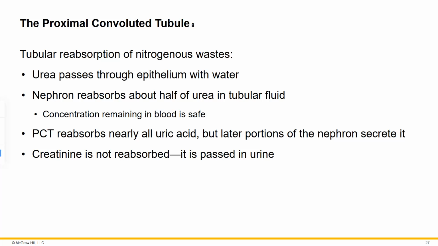Urea passes through the epithelium with water. The nephron reabsorbs about half the urea in tubular fluid. The concentration remaining in the blood is safe. The proximal convoluted tubule reabsorbs nearly all uric acid, but later portions of the nephron secrete it. Creatinine is not reabsorbed, it's passed in the urine.